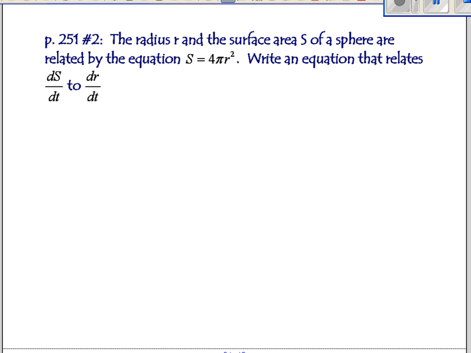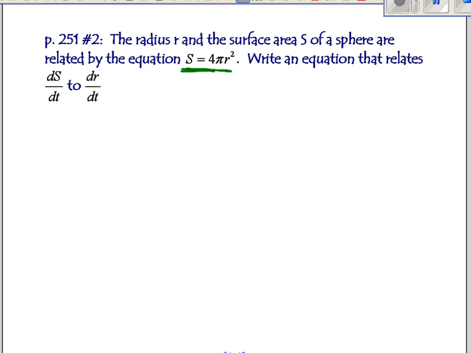All right, this is problem number 2 on page 251 of our related rates problems, and it reads, the radius r and the surface area S of a sphere are related by the equation S equals 4 pi r squared. So they give us that equation. It might be kind of nice they gave us that equation. You may not have known that one. So the surface area of a sphere is 4 pi r squared.